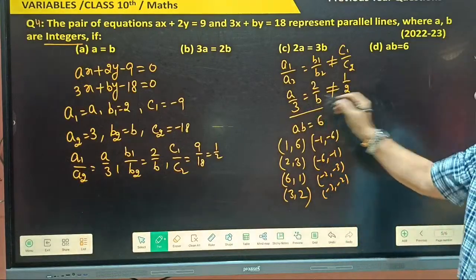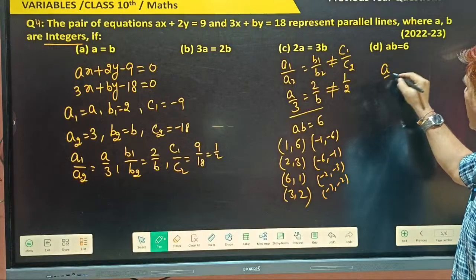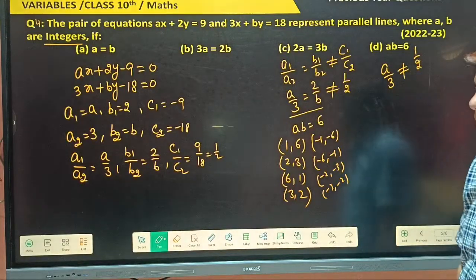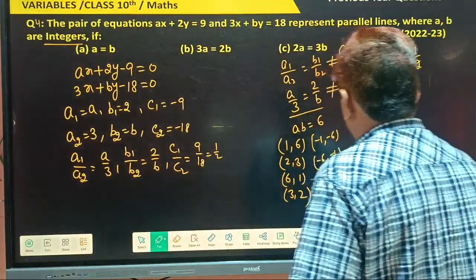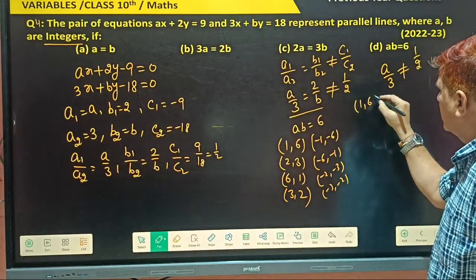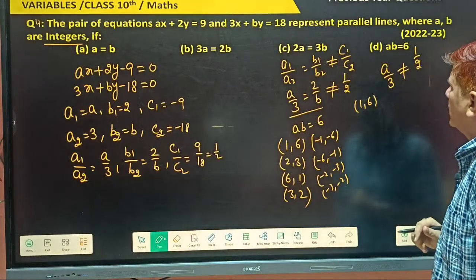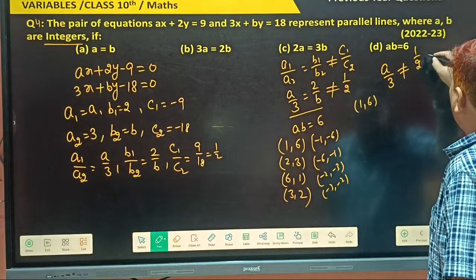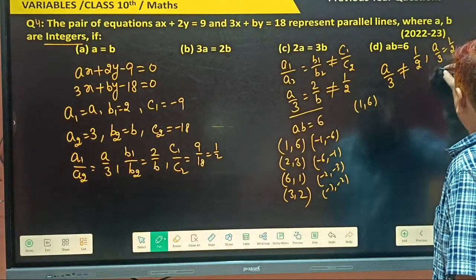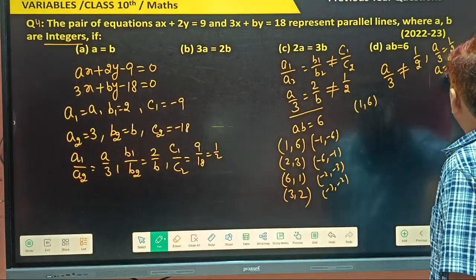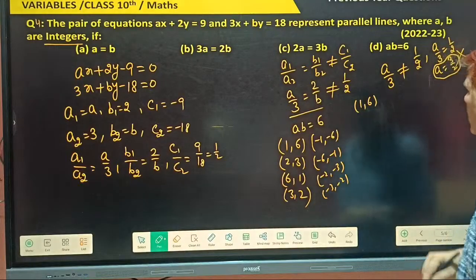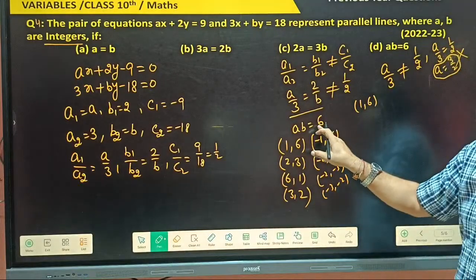So if we are taking like this, A by 3 is not equal to 1 by 2. First pair we take is 1 and 6. What happens if this becomes equal? A by 3 equal to 1 by 2, so A equal to 3 by 2, which is not an integer. So 1 and 6, taken, satisfies this condition.